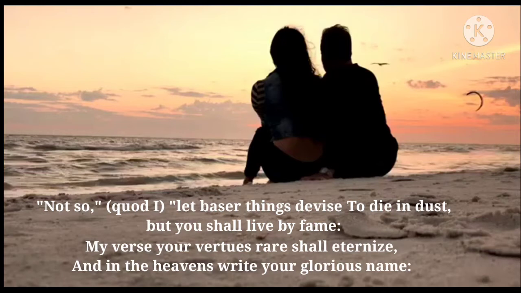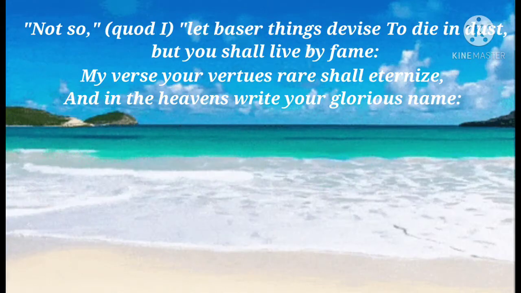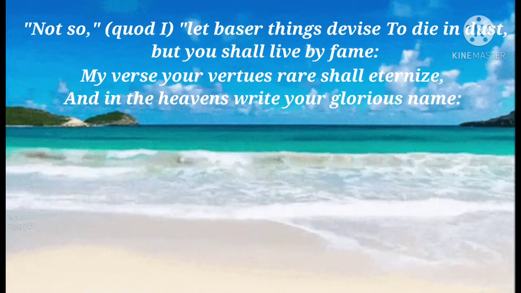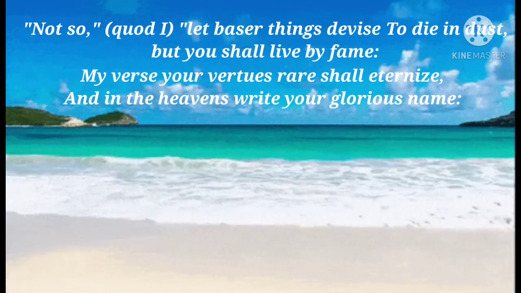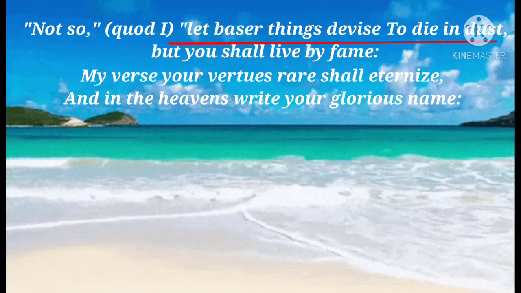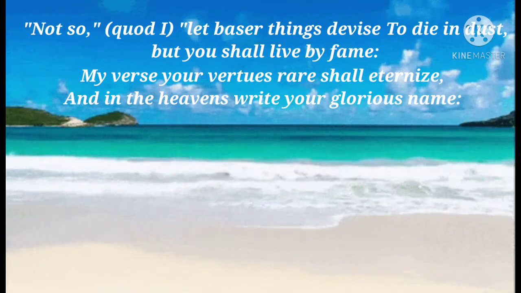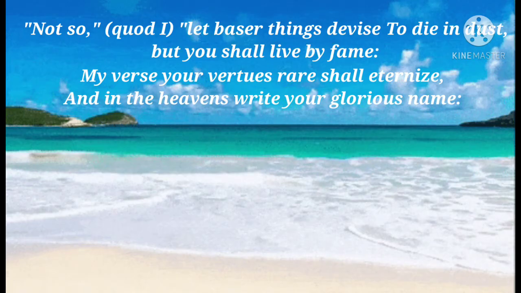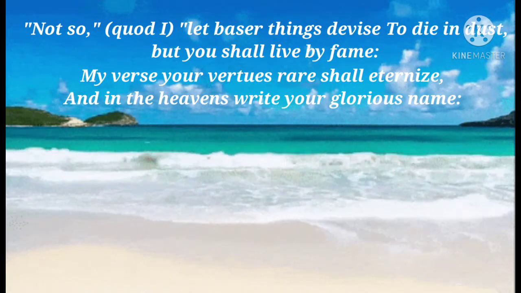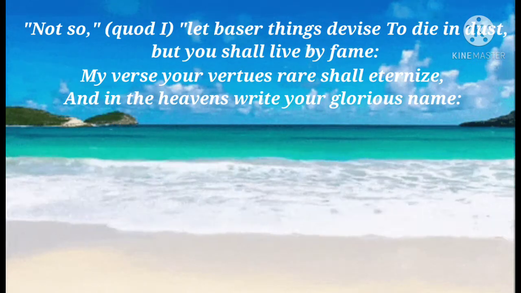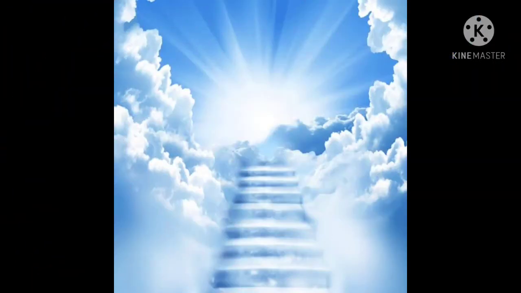At this point in the sonnet, we get a turn in which the poem changes its tune. So far, the poem has been all about mortality, how nothing and no one can live forever. But now, the poem begins to say that actually, yes, some things do live forever. In these lines, the dialogue shifts from the beloved to the speaker himself. He tells his beloved that baser things devise to die in dust. Things that are baser, or lower, less important than you, will die and become dust, but you shall live by fame. My verse, your virtues rare, shall eternize, and in the heavens write your glorious name.